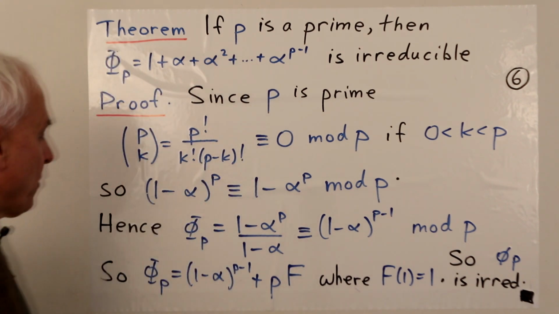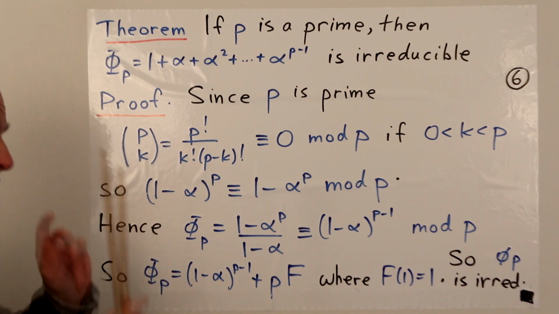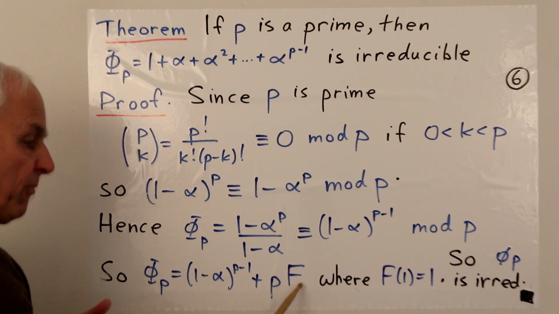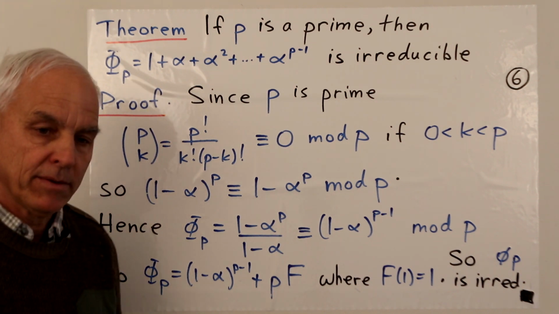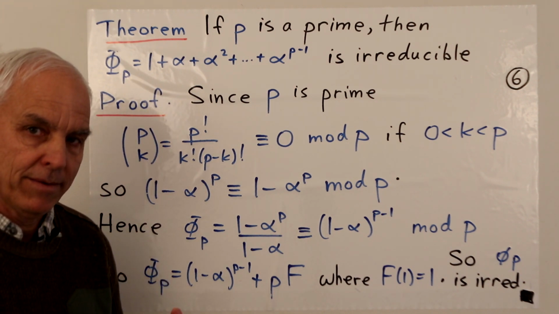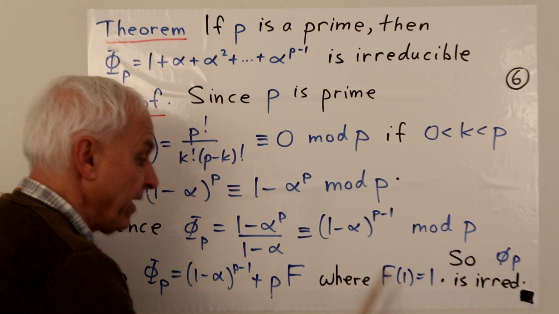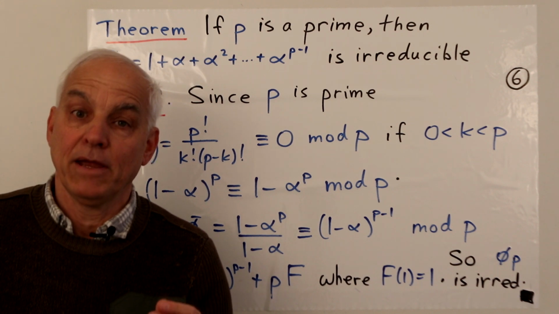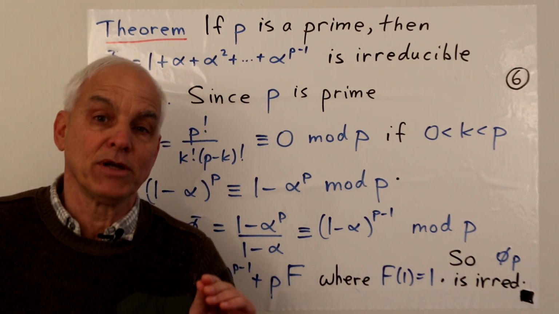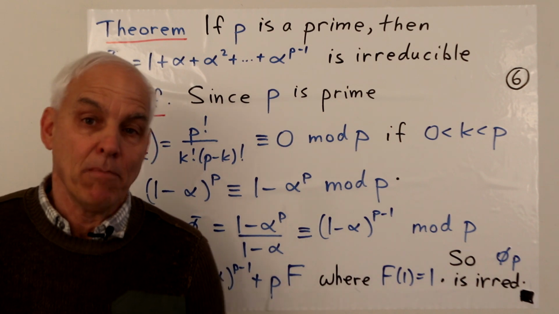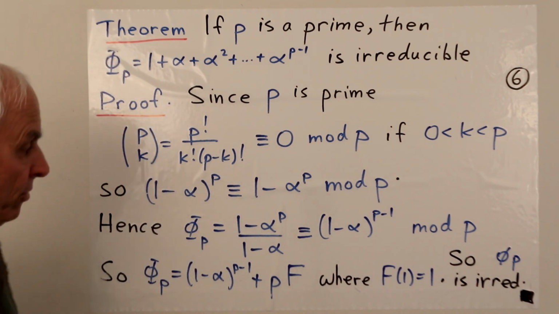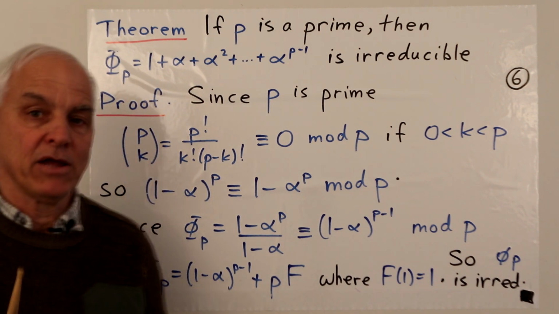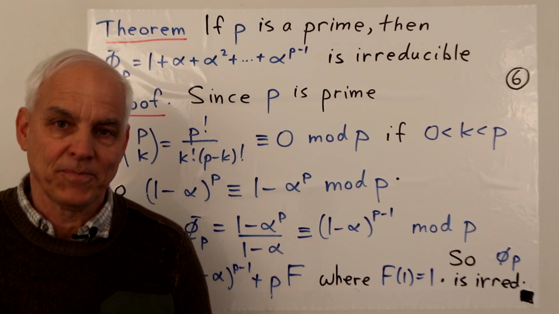Okay? So the left-hand side, phi sub p of 1, will be p. This is 0. And here we're going to get p times something. So what is that something? The something has to be 1. So f of 1, capital F of 1, is actually equal to 1. In particular, it's not congruent to 0 mod p. So this thing is irreducible exactly by Schoenemann's criterion.